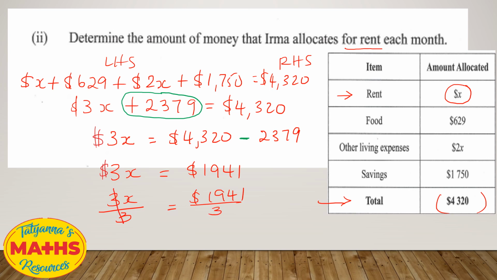Cancel out here. So X is going to equal 1941 divided by 3, which is equal to $647. So X is equal to $647. So therefore, rent is $647.